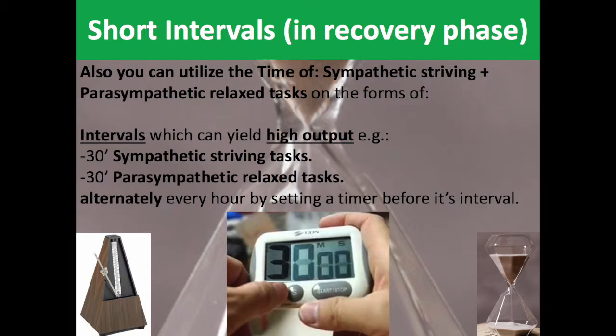Short intervals in recovery phase. Also, you can utilize the time of sympathetic striving tasks and parasympathetic relaxed tasks in the form of intervals, which can yield higher output. For example, 30 minutes of sympathetic striving tasks followed by 30 minutes of parasympathetic relaxed tasks alternately, by setting a timer before each interval.